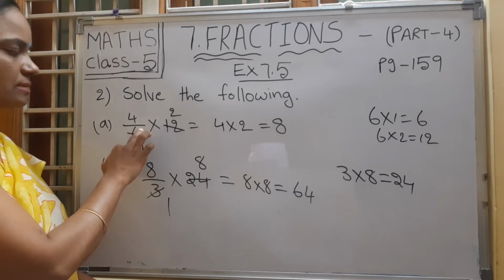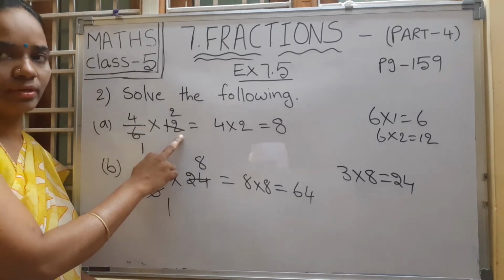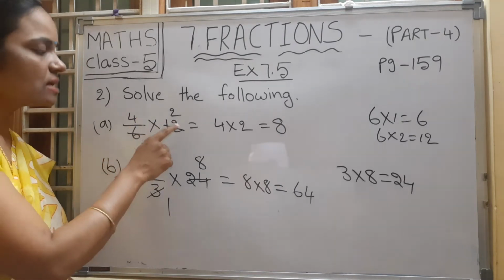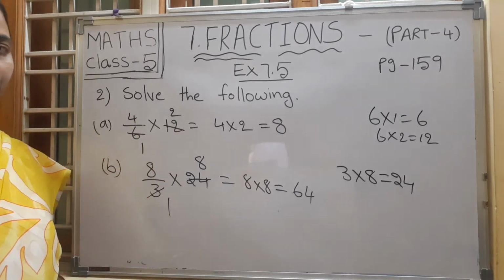So here it is multiplication of a fraction by a whole number. Yes or no, it is a fraction, it is a whole number. 4 by 6 is a fraction, but 12 is a whole number.